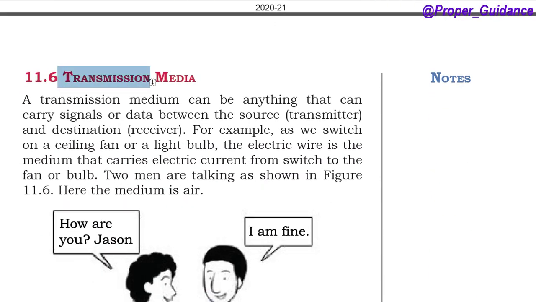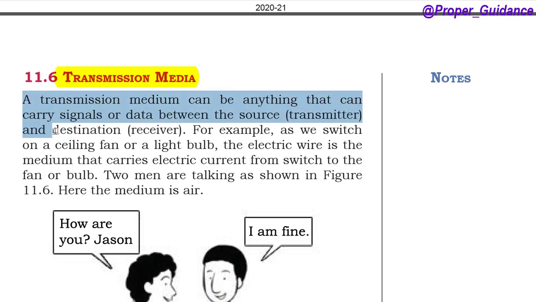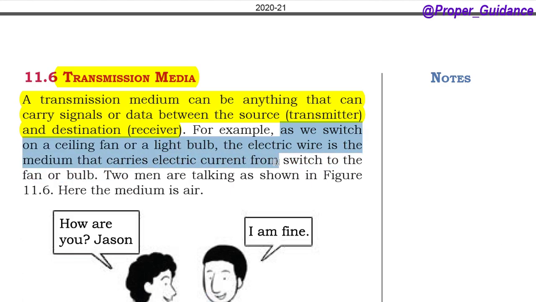Now, transmission media. A transmission medium can be anything that can carry signals or data between the source, the transmitter, and the destination, that is the receiver. For example, as we switch on a ceiling fan or a light bulb, the electric wire is the medium that carries electric current from the switch to the fan or bulb.